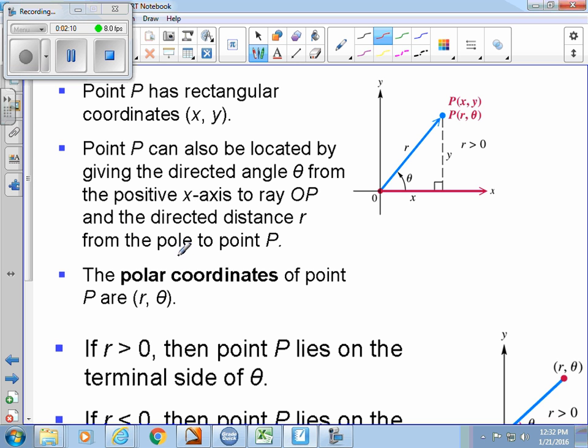Does anyone remember where the point goes if r is negative? The opposite direction. So if it were a first quadrant angle, but r is negative, it puts you down in the third quadrant.